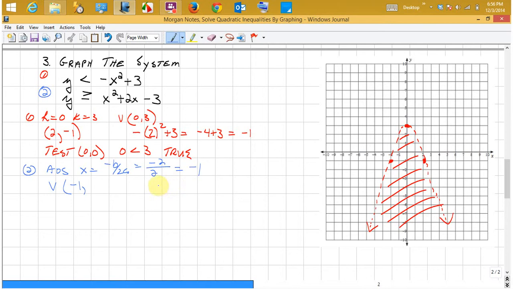Let's plug negative 1 into the equation and see what y is. So y is equal to negative 1 squared plus 2 times negative 1 minus 3. That would be equal to 1 minus 2 minus 3. So that would be equal to negative 4. So my vertex for this one is at negative 1, negative 4. Let's go ahead and put that on there.